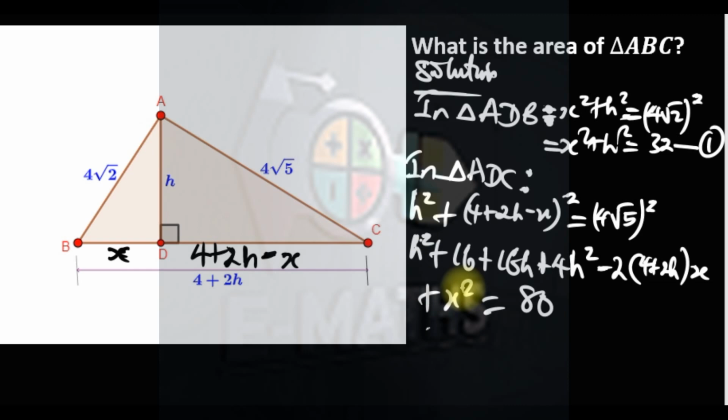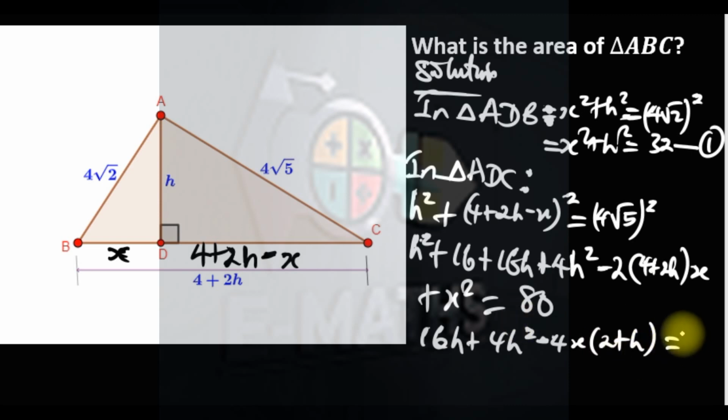We have h squared plus x squared is 32. So 32 plus 16 is 48, and 80 minus 48 is 32. So I'm left with 16h plus 4h squared, minus 4x. This one has 4 and 2, so we can factor 2, and we are left with 2 plus h, equal to 32. 32 plus 16 is 48, and 80 minus 48 is 32.